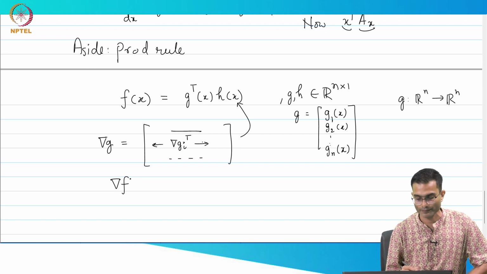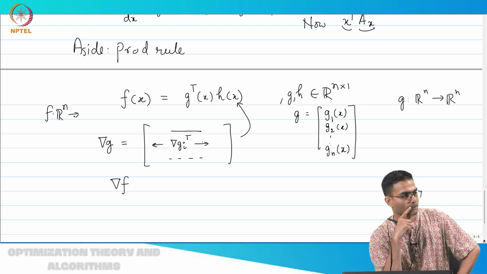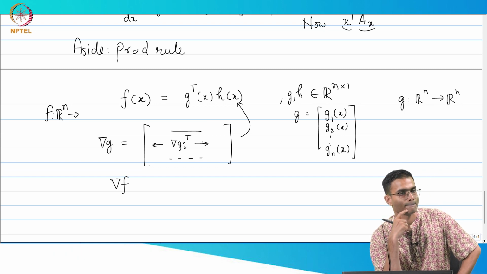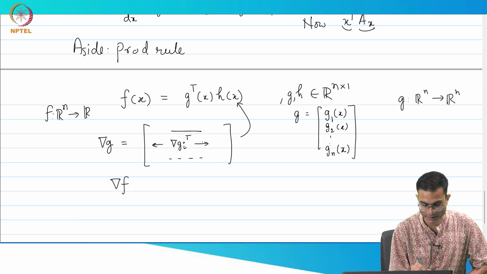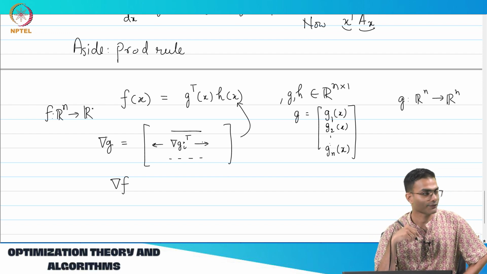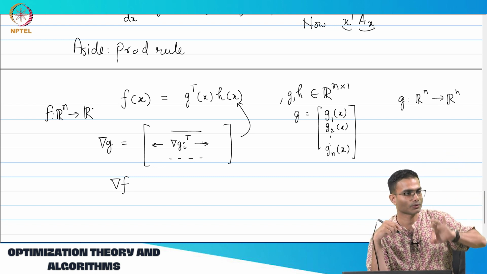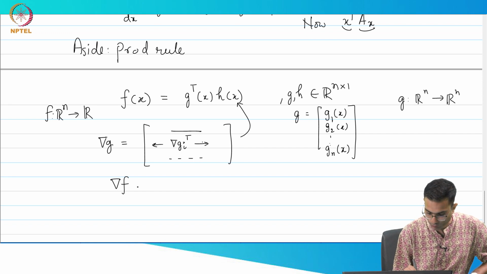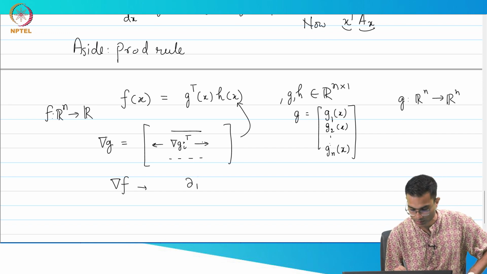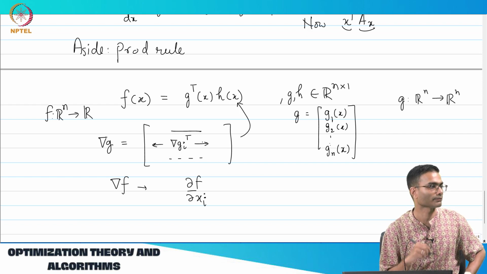Now, grad f is Rn to what? R. F is a scalar function. So, grad f is going to be a column vector df by dx1, df by dx2 up to dxn. So, if I want to find out grad f, the thing I should find out is df by dxi. If I can get this, I am done.